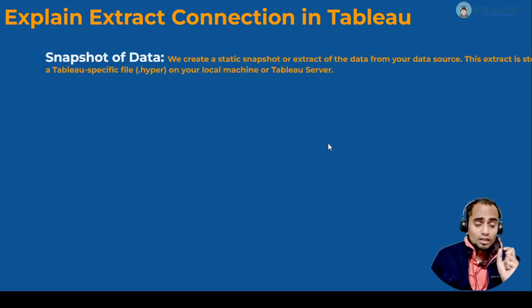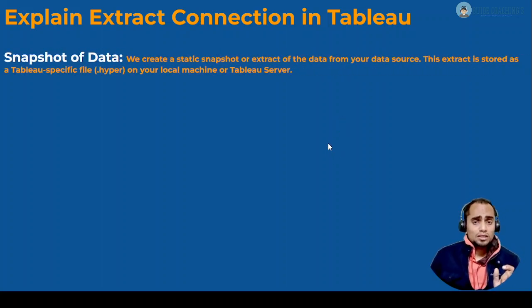Okay, so we have already talked about the snapshot of data. It will create a replica. It will take a snapshot, or the extract, of the data, store it, and perform the operations on it. It will be stored in a dot hyper type of file. Dot hyper will be the extension of the file, and it will be stored on your local machine or on a Tableau server, if you push your reports or dashboards onto the Tableau server.